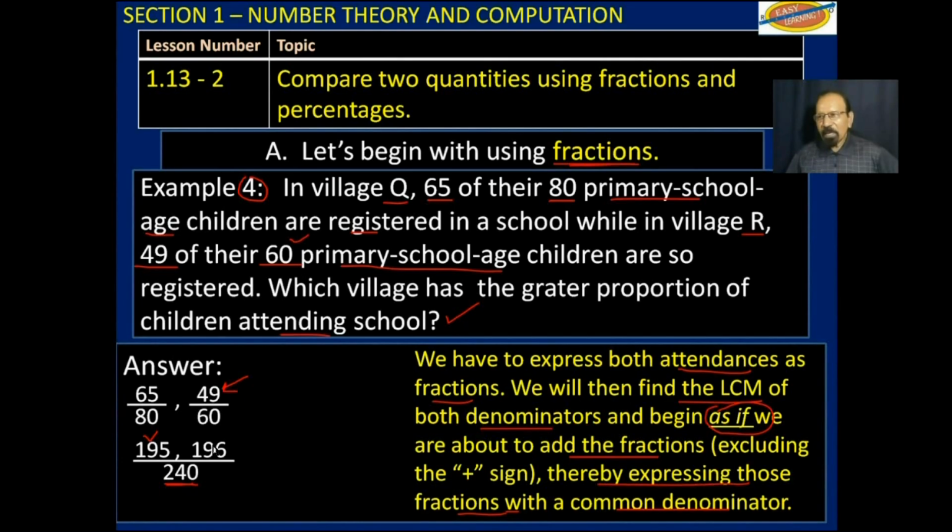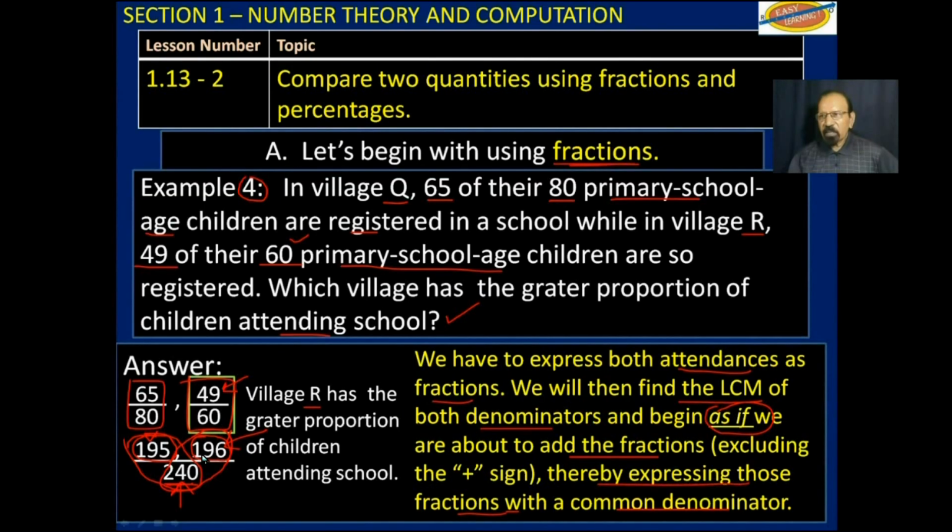So again, by now I don't need to tell you this, but 65 over 80 is the same as 195 over 240, while 49 over 60 is the same as 196 over 240. So now that they have a common denominator, we just look at the numbers at the top here, 195 compared to 196, and you can see that even though it's not much more, this here is still better. So village R has a greater proportion of children attending school.